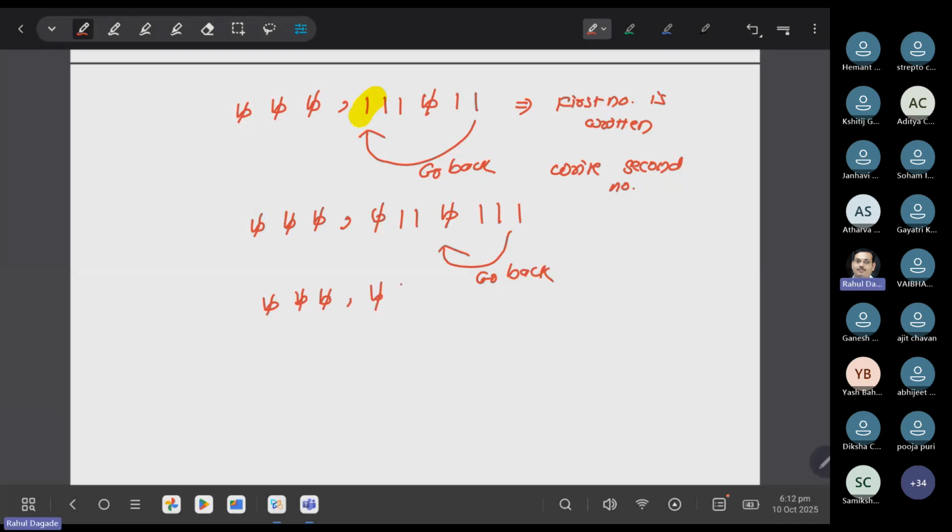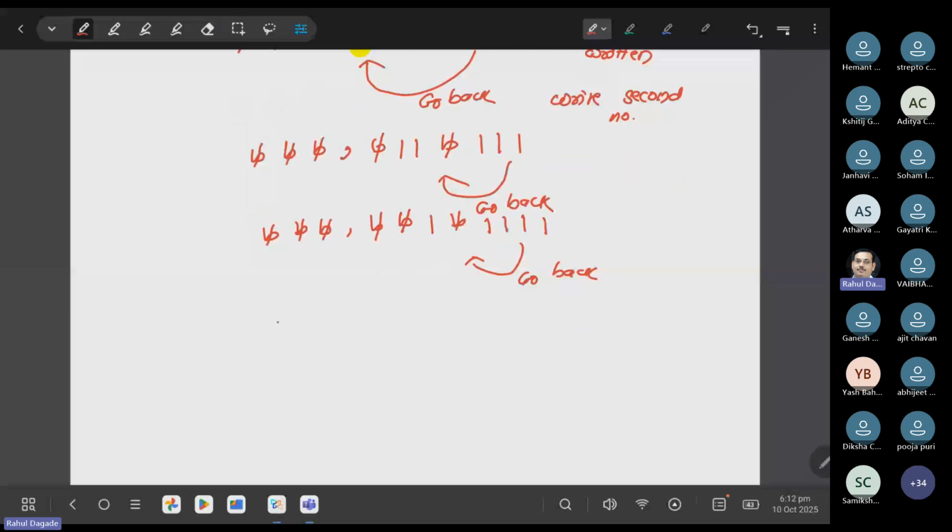1 is converted into blank. Okay, and then after blank write 1. Okay, so we have written 1. Again go back, and now finally we have blank blank blank blank blank. This one is converted into blank 1 1 1 1 1, and again go back.